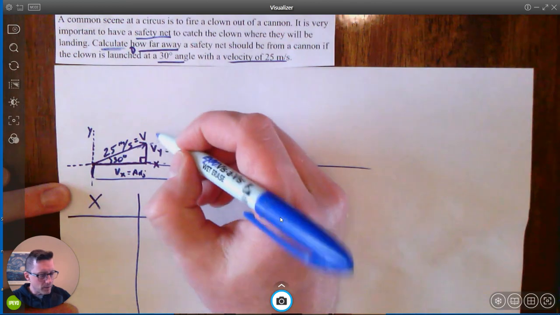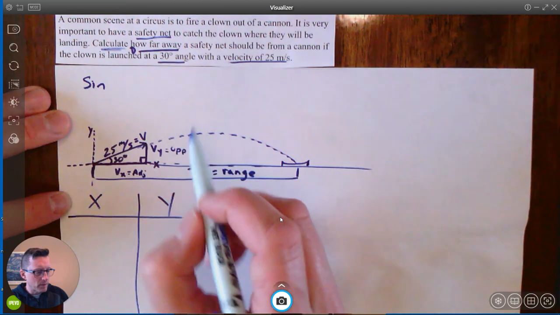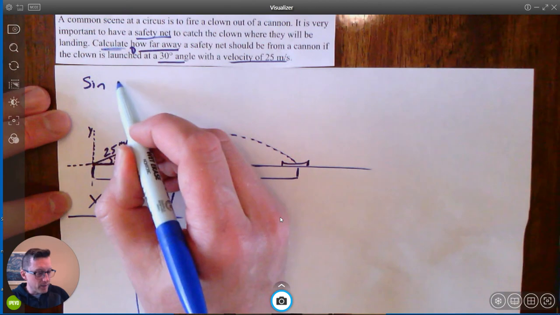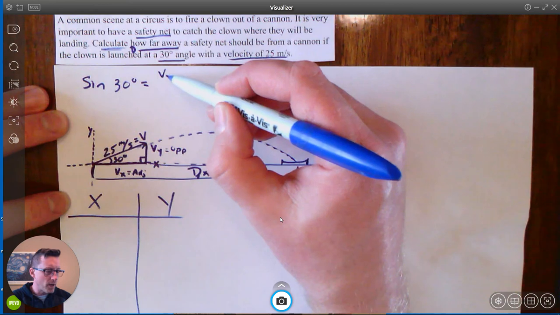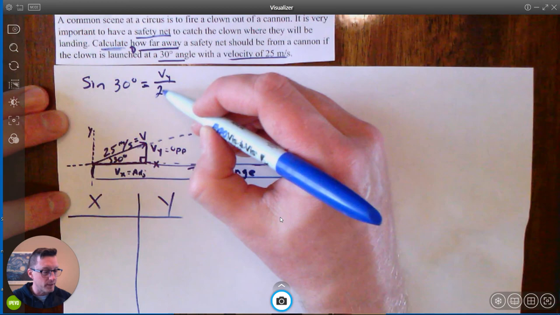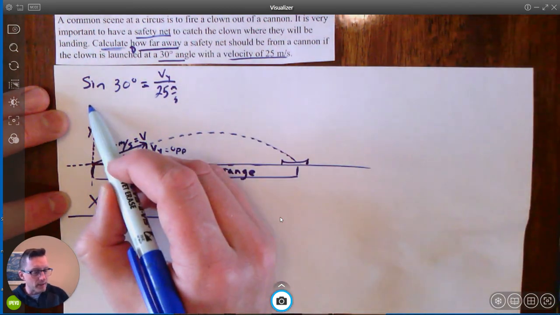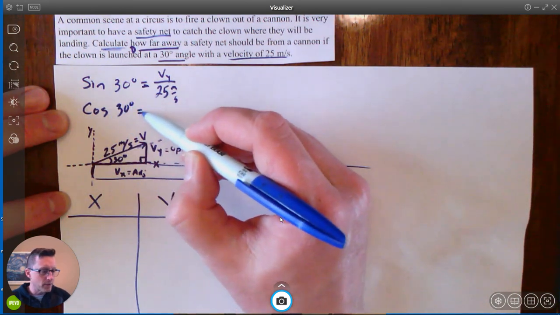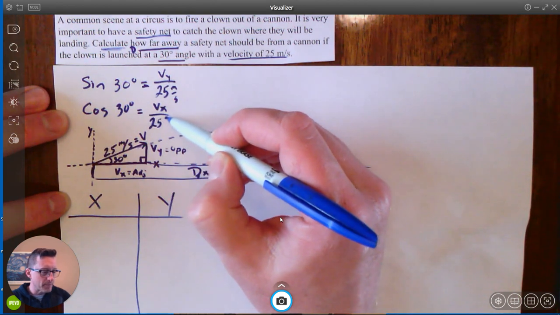Okay, so I'm going to do this up here. Sine of my angle is related to opposite. So SOH: sine of 30 degrees is equal to my Vy, the opposite side, divided by the hypotenuse. And the hypotenuse is the speed that the clown is shot out at, 25 meters per second. And then for the adjacent, that's going to be cosine. So cosine of 30 degrees equals Vx over 25 meters per second.